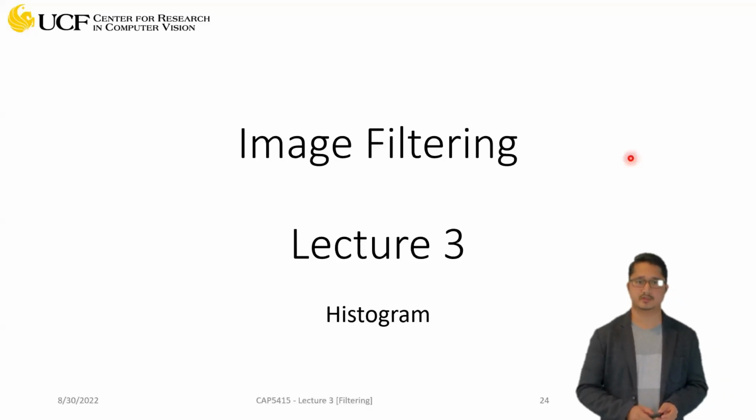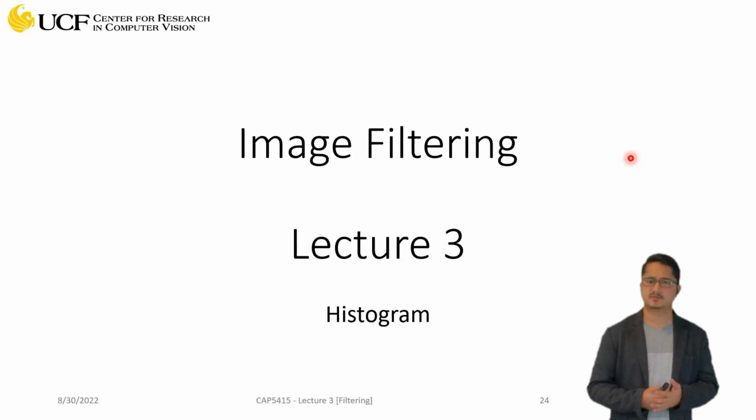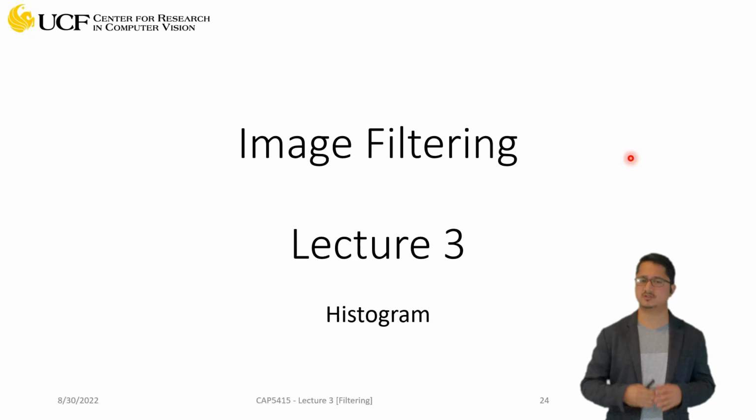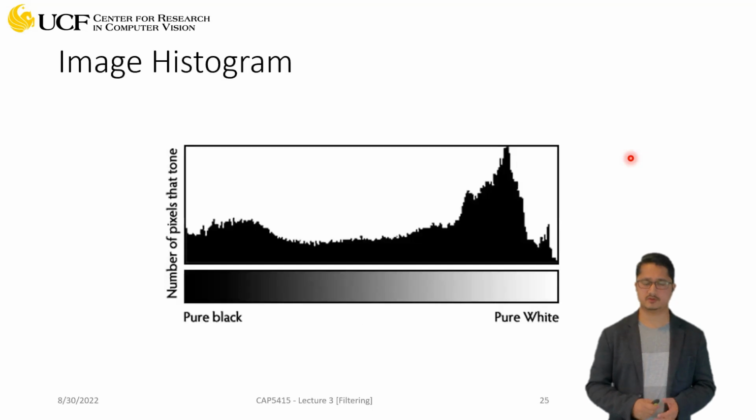Let's move on to the next module. This is pretty short and a very simple concept, but it's very widely used in computer vision, and in a lot of other areas of machine learning. It is called a histogram, and I only have a few slides to explain this.